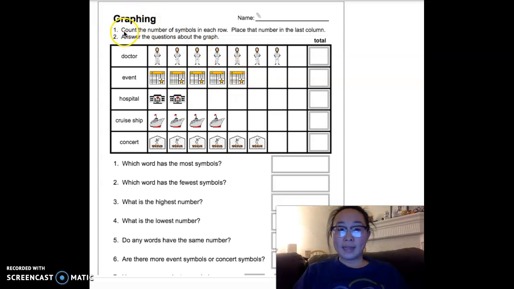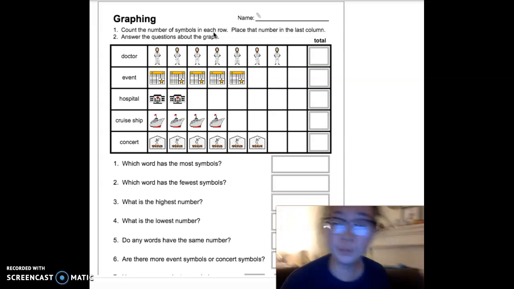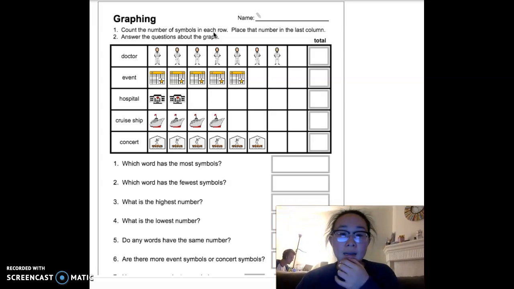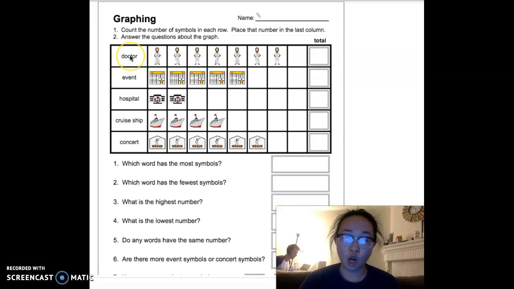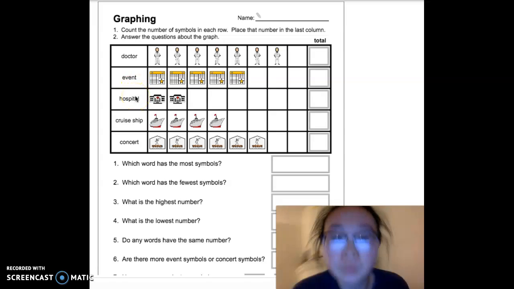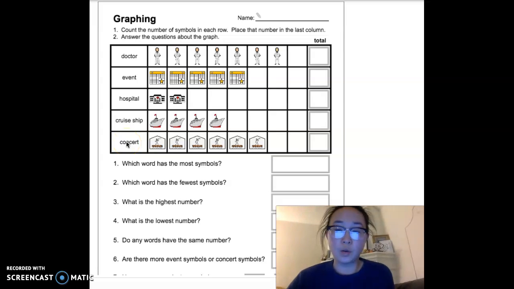The directions say, count the number of symbols in each row. Place that number in the last column. So we're going to count each number in these rows. Answer the questions about the graph. Okay, so let's look at what the words are. We're going to be counting doctor, event, hospital, cruise ship, concert. Those are the words that we're focusing on.